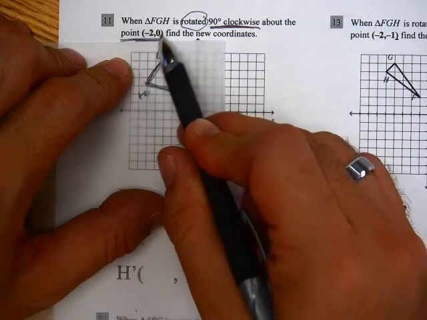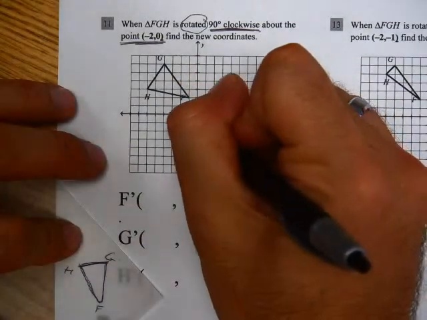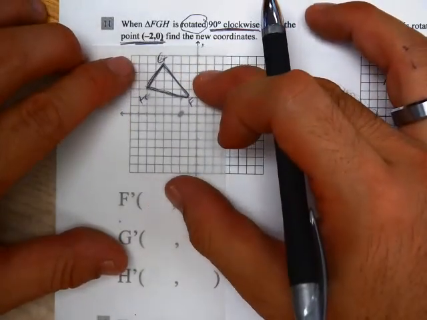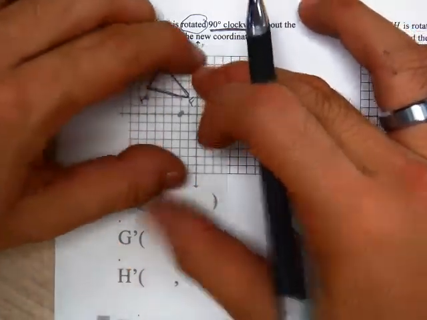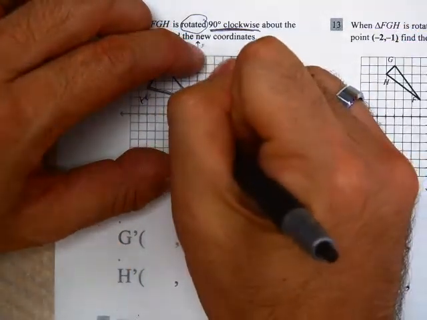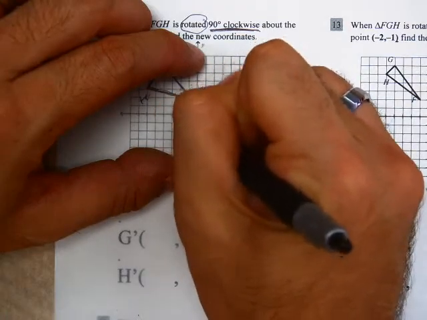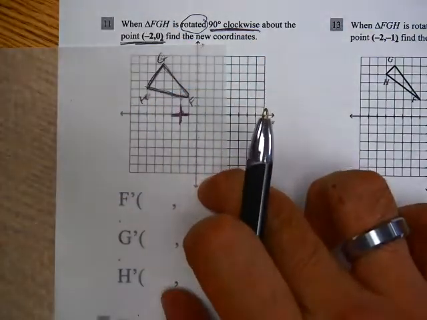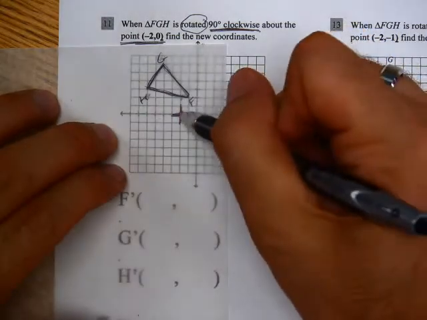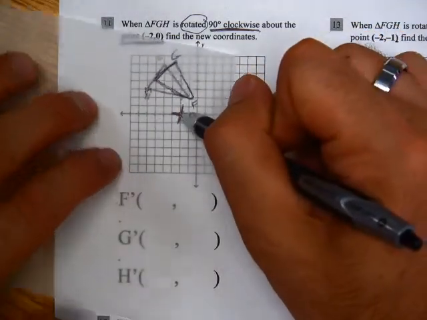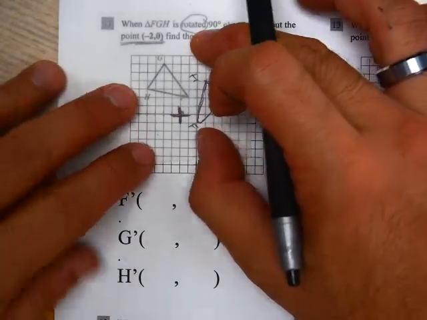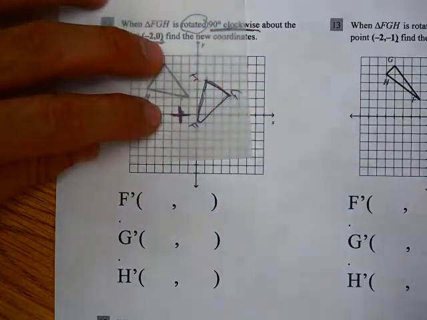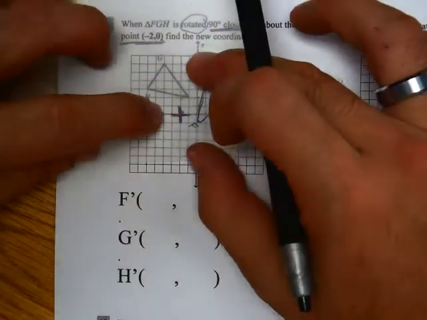So I have to graph this point first. Negative 2, 0 is left 2, there's the point I'm rotating around. So I'm going to go back to where I have my triangle traced. Now instead of putting a plus at the origin, I'm doing this little plus sign right here. That's where my 90 degrees has to happen. Going clockwise, again, clockwise is this direction. I'm going to go clockwise, and I'll land right there. So there's my 90 degree clockwise rotation about that point.